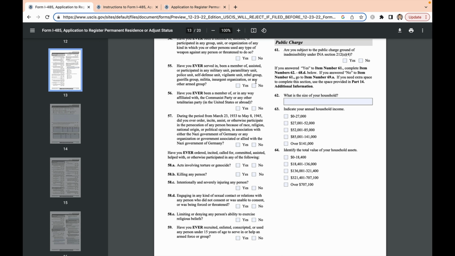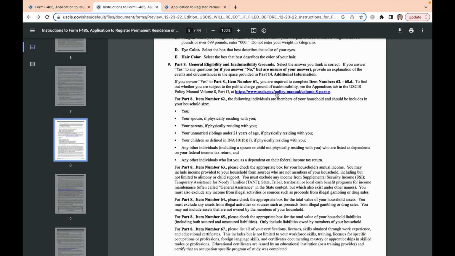So the updated version of Form I-485 asks this question: are you subject to the public charge ground of inadmissibility under INA Section 212(a)(4)? Your first instinct might be to say no, because if you say no, you don't need to answer the rest of the questions. But actually, chances are you do need to say yes. But here's how you can make sure.